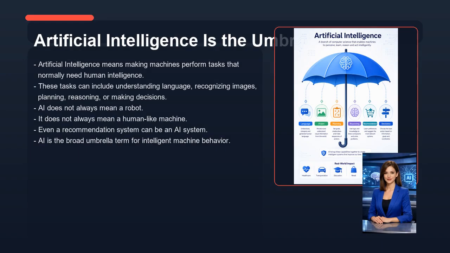Now let's look at artificial intelligence as the umbrella. Artificial intelligence means making machines perform tasks that normally need human intelligence. These tasks can include understanding language, recognizing images, planning, reasoning, or making decisions. AI does not always mean a robot. It does not always mean a human-like machine. Even a recommendation system can be an AI system. AI is the broad umbrella term for intelligent machine behavior.